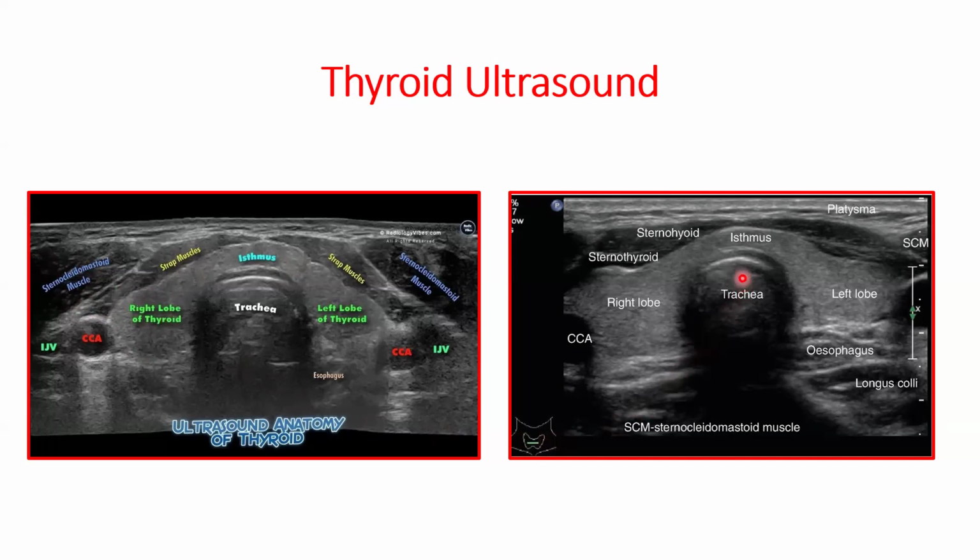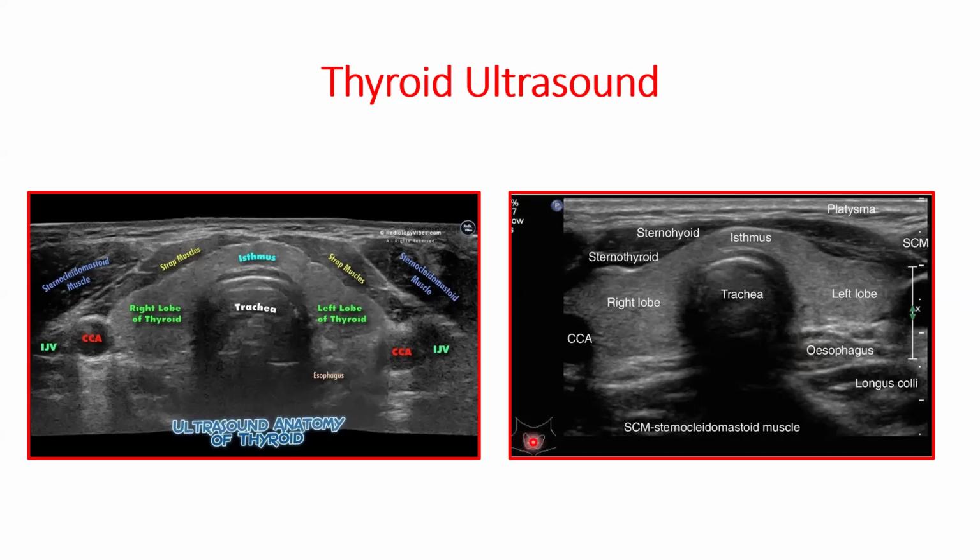Again, the same anatomy, right? Trachea, isthmus in front of it, sternohyoid, sternothyroid, sternocleidomastoid, right thyroid lobe, common carotid artery, left lobe, longus colli behind it. And here there is the esophagus on the left side. How do you know it is the esophagus? Sometimes you can see the mucosa inside it, and if you ask the patient to swallow, you will notice it moving. You will notice saliva trickling down the esophagus, all right?